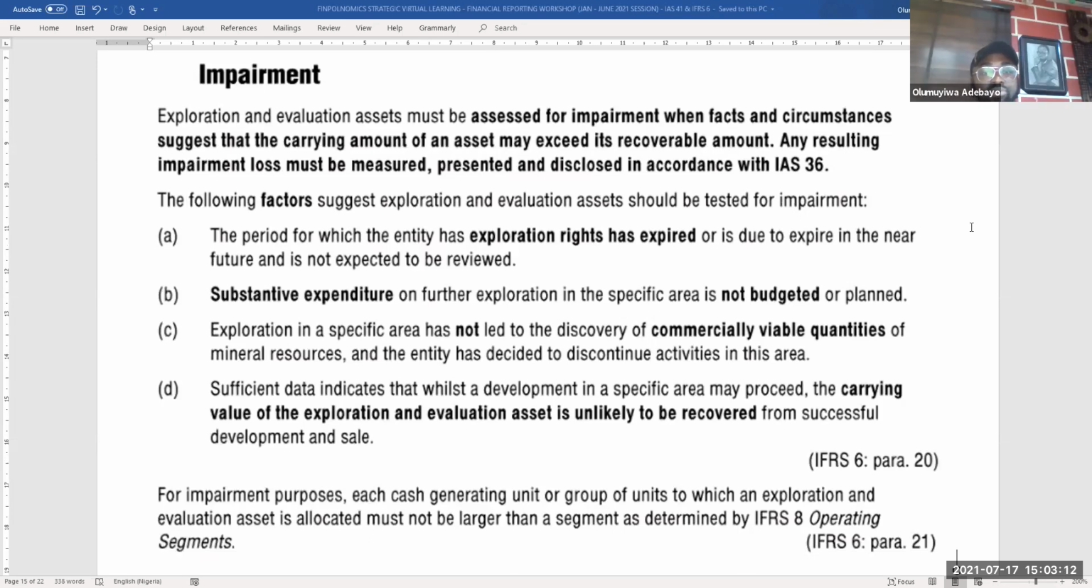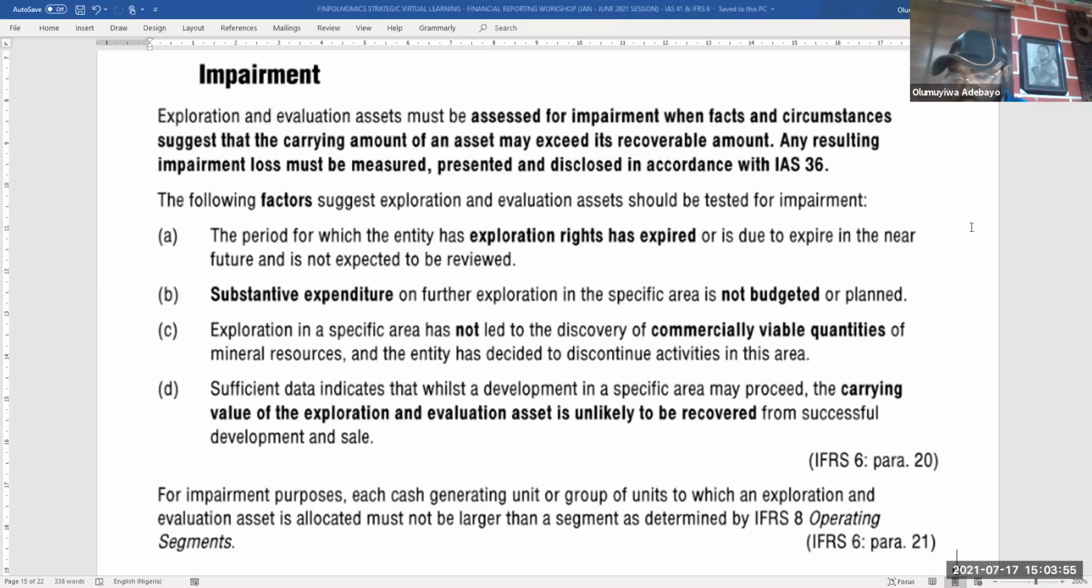Okay, now everything we've discussed here is not materially different from what we've discussed specifically under IAS 36. But the only thing is that it takes cognizance of the specific nature of mineral resources. And one of those critical factors that triggers impairment assessment is when your exploratory rights or license will soon expire or has expired and there's no likelihood of it being renewed.